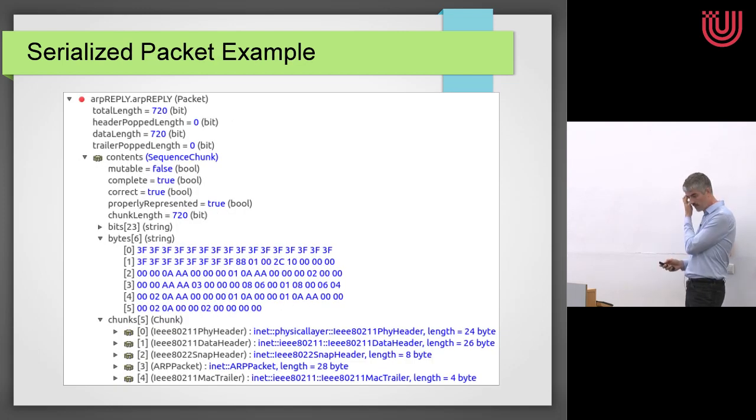So here's a complete serialized packet example. It's an ARP reply. Here you see 5 chunks. You can see the serialized data in each chunk separately, but you can also see the whole packet. And all these Fs are basically the preamble, because that's also a bit pattern in the physical header.